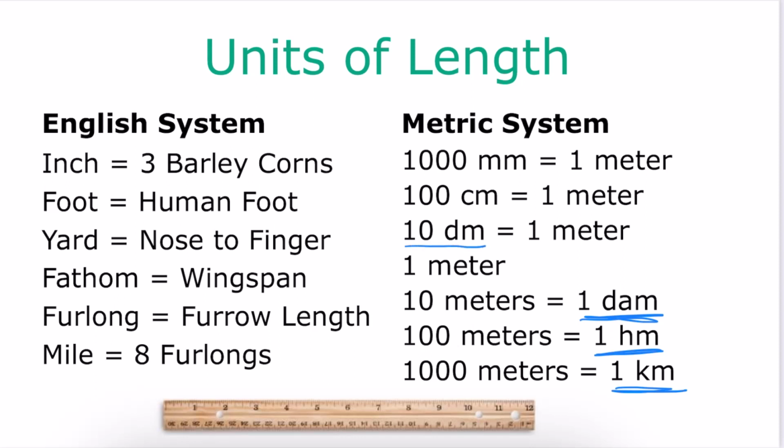So a decimeter is a tenth of a meter because it takes 10 decimeters to make a meter. A centimeter is 100th of a meter because it takes 100 centimeters to make a meter. And a millimeter is 1,000th of a meter because it takes 1,000 millimeters to make a meter. So the metric system, I wish everybody used because it's way simpler than the English system.